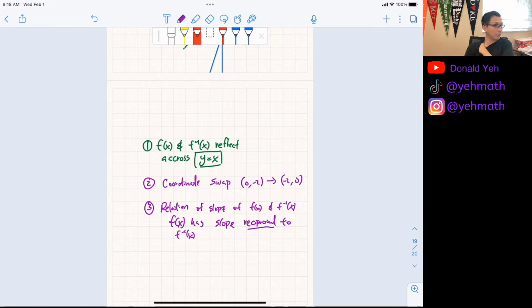Now, do you guys remember perpendicular? What's perpendicular? Opposite reciprocal. Thank you. But this one's only reciprocal. Don't be confused, because opposite reciprocal is perpendicular in terms of Algebra 1. In terms of calculus, there's another word for perpendicular. Start with N. Normal, thank you. Normal slopes are perpendicular slopes.